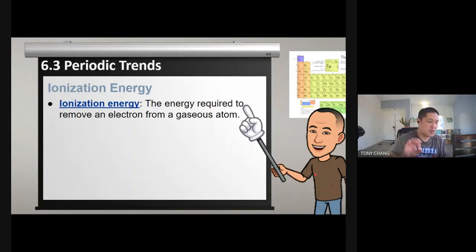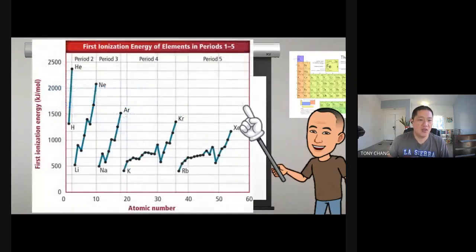All right, ionization energy. Ionization energy is the energy required to remove an electron from the gaseous atom. So ionization energy is the energy needed to make an ion by removing the electron. Ionization energy is taking the toy away from the kid. How much energy do you need to take the toy away from your little brother or sister? So the video showed this.